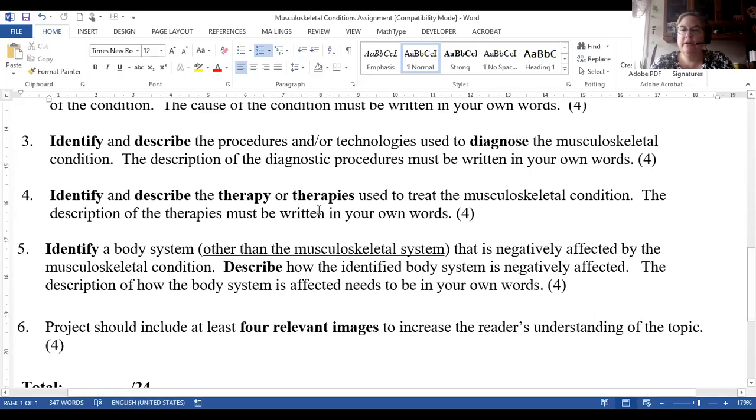Identify and describe the therapy or therapies used, okay? So therapy is treatment. So identify is the list, right? What treatments are used, and then the description: how is this helping, right? If you say physiotherapy, okay, you've identified physiotherapy, but what are they doing with it? Do they rotate the shoulder? Do they use muscle stimulation? What are they doing, okay? Identify a body system other than the musculoskeletal system that's negatively affected by this condition.